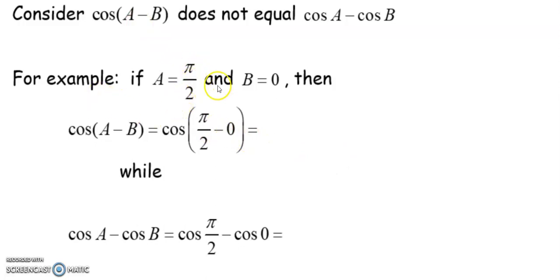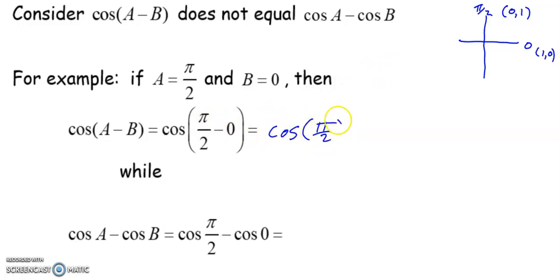Let's say a is pi over 2 and b is 0. So if we remember our unit circle, we're at pi over 2 and we're at 0. Pi over 2 is the point (0, 1) and 0 is the point (1, 0). So if we do cosine of a minus b as it's written, that's going to be the cosine of pi over 2 minus 0. Well, the cosine of pi over 2 minus 0 would be the cosine of pi over 2.